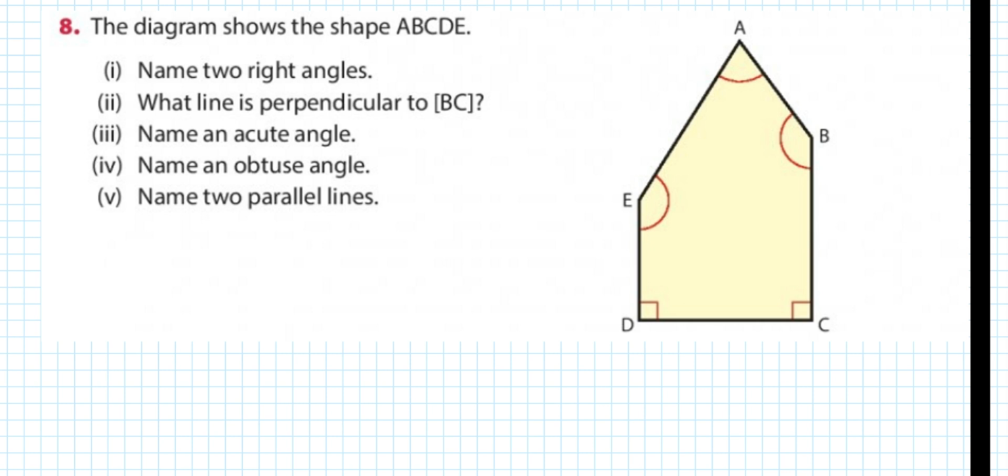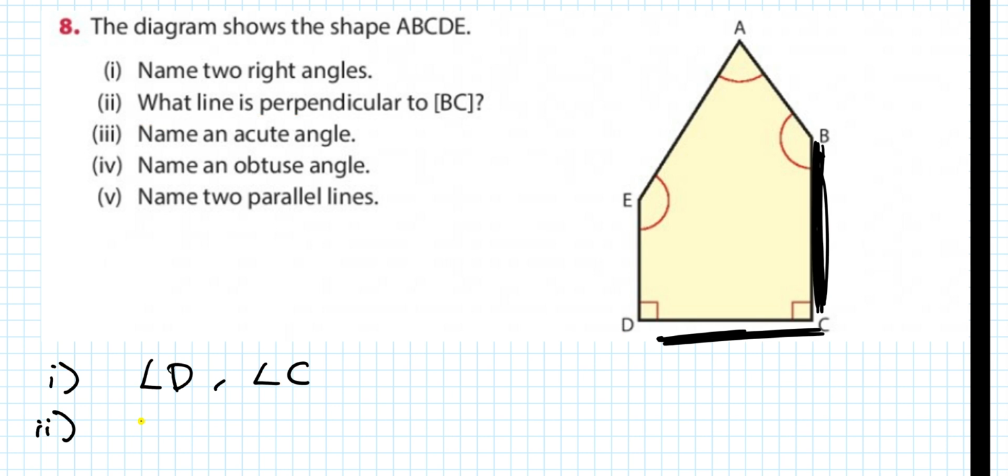What about here then? The diagram shows the shape ABCDE, so a five-sided shape. Name two right angles. Well, we can see that the angles D and C are right angles because the symbols are there. The angle D, the angle C. What line is perpendicular to BC? So remember, perpendicular to BC is going to be at a right angle, so DC, DC.